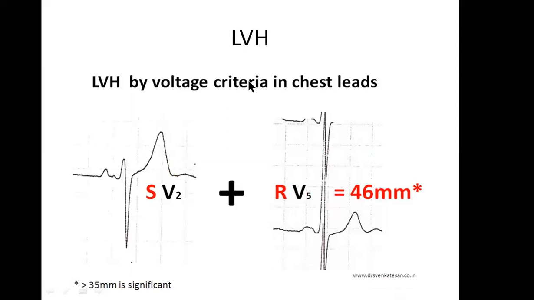Next point is left ventricular hypertrophy. You will calculate this by SV2 plus RV5. If it is equal to 35 or more than 35, the left ventricle is hypertrophied. You count the boxes: 4 boxes is 20, 6 boxes is 30. Thirty and 20 will be 50, about 46 millimeters. If it is more than 35, the left ventricle is hypertrophied. In seconds, you can diagnose. Okay, friends.